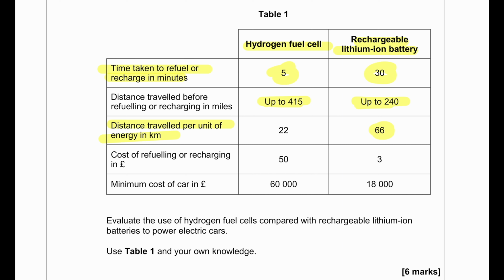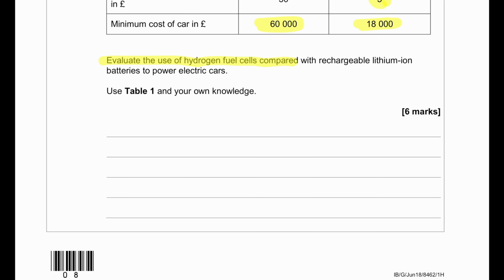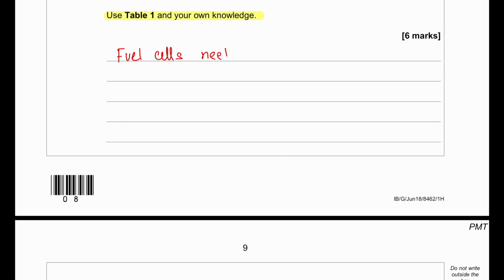Cost for refueling is very low for the lithium battery, and the minimum cost for the car in pounds is very low compared with the 60,000 pounds for the hydrogen fuel cell car. Evaluate the use of hydrogen fuel cells compared with rechargeable lithium-ion batteries to power electric cars. Use table 1 and your own knowledge.